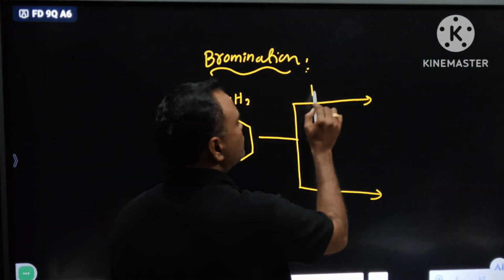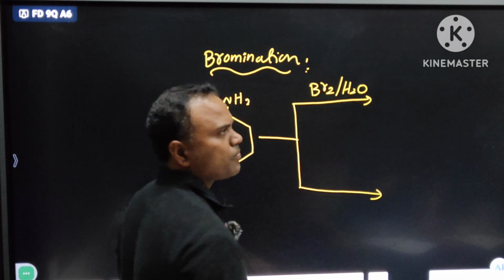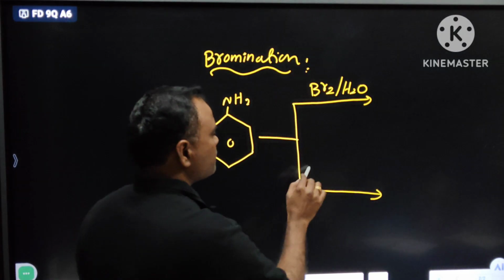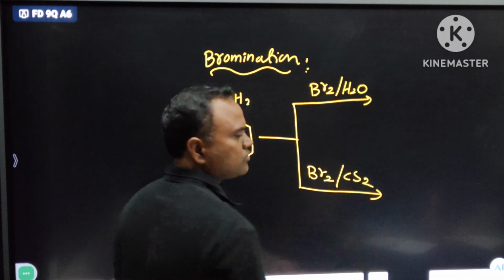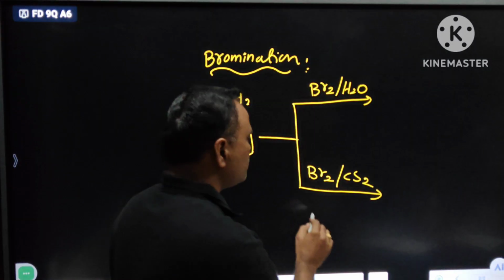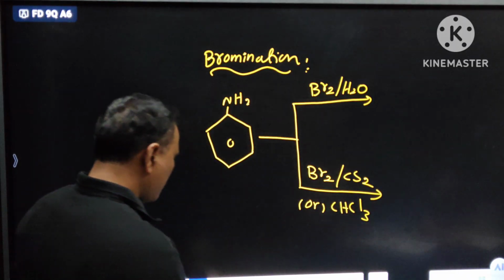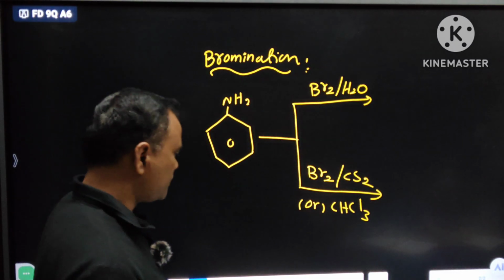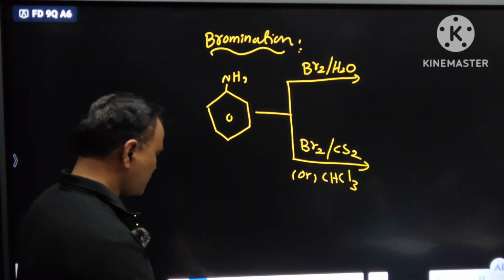Aniline when treated with bromine water. Bromine in the presence of water, addition of bromine. Bromine in CS2, carbon disulfide, or you can use chloroform also, CHCl3. I think you listened already in your college. Anybody, can you guess what may be the product here?